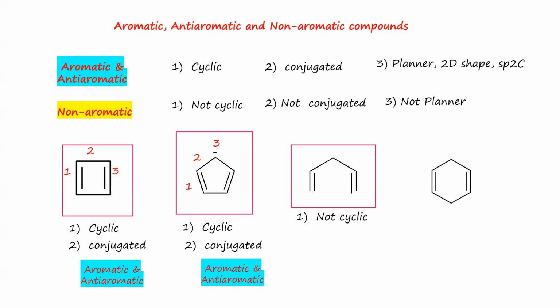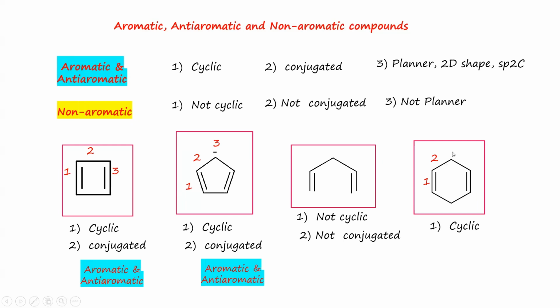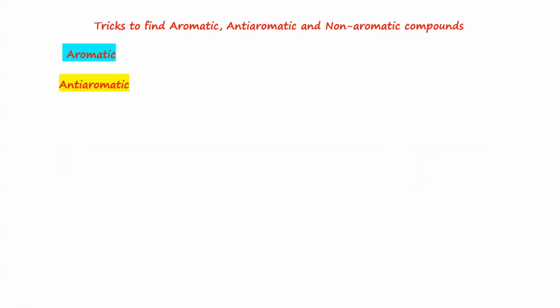Third, the compound is not cyclic, means it does not contain conjugated system. Next one is cyclic compound, double bond, single bond. But at this carbon atom, there is no positive charge, there is no negative charge, there is no lone pair of electron. So it is an example of non-conjugated system. It is non-aromatic.